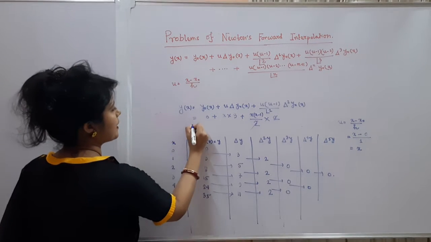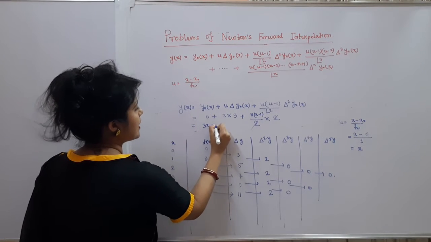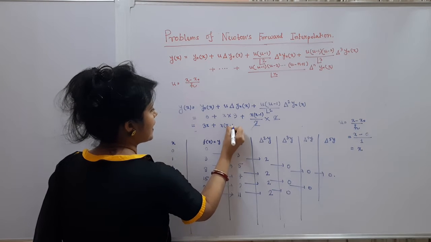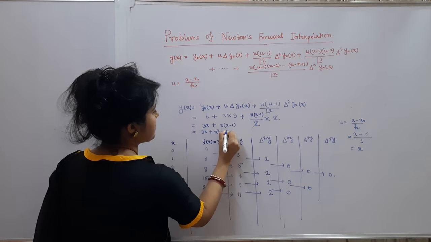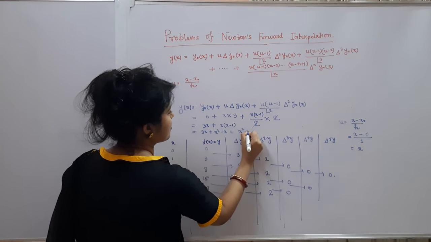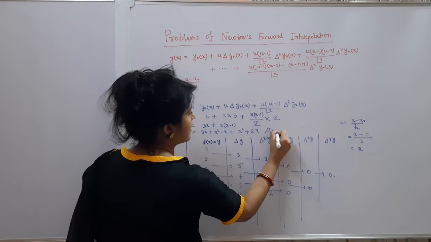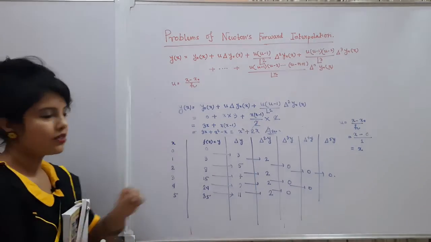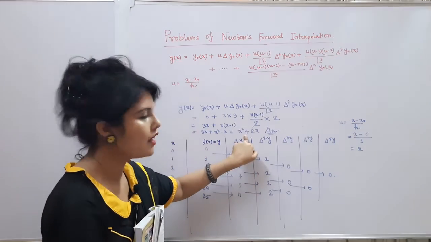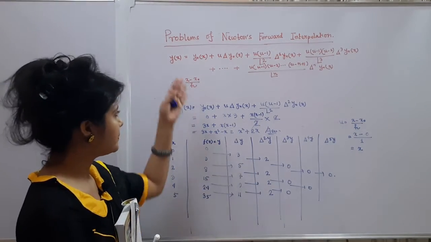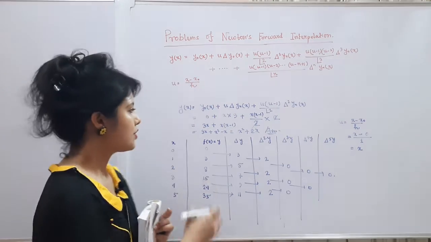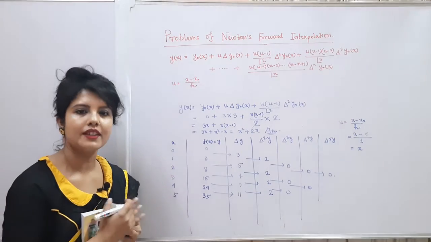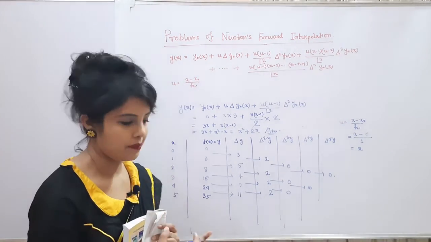So 2 has been cancelled out, therefore 3x plus x into x minus 1, therefore 3x plus x square minus x, so x square plus 2x. So this is the answer. So this is the required polynomial which I have obtained by using Newton's forward interpolation formula. So this is one type of problem, that is to find out a polynomial.